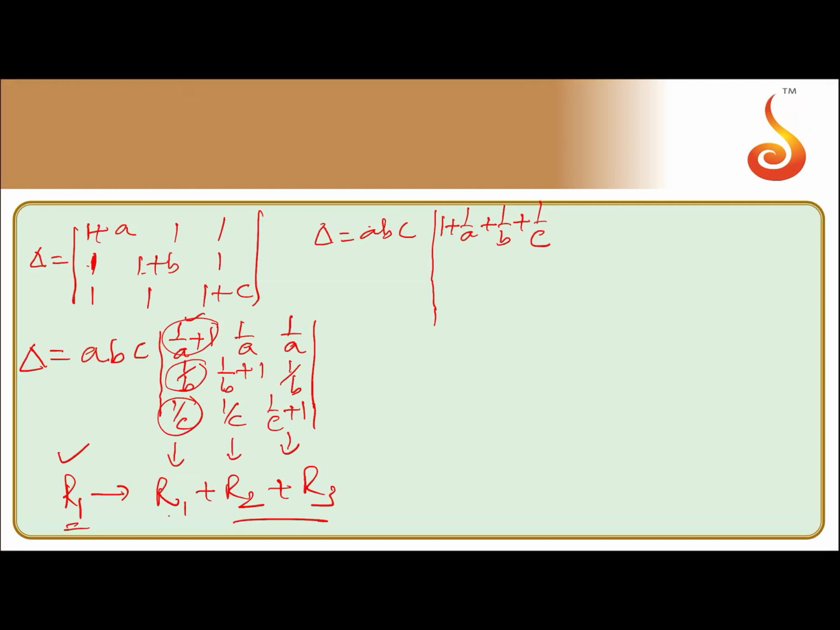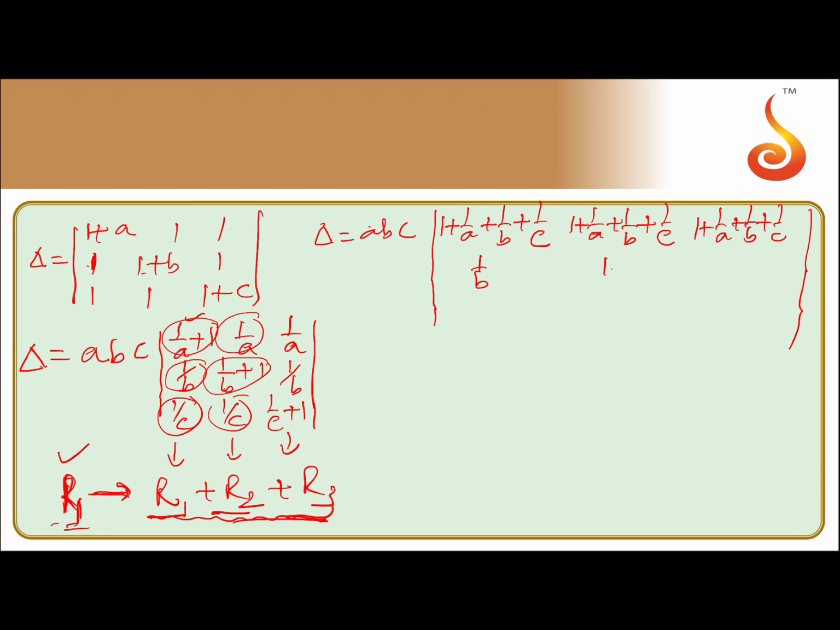Let's write down the property like this: R1 implies, nothing but you are changing R1. How are you changing? I'm explaining over here. It is R1 plus R2 plus R3, by adding all these rows and keeping it in R1. So in the same lines, let me add. So 1 by A, 1 plus 1 by B plus 1 by C. That gives you 1 plus 1 by A plus 1 by B plus 1 by C. In the same lines, you'll be getting even the third row, third column also, 1 plus 1 by A plus 1 by B plus 1 by C. And I do not change the other elements.